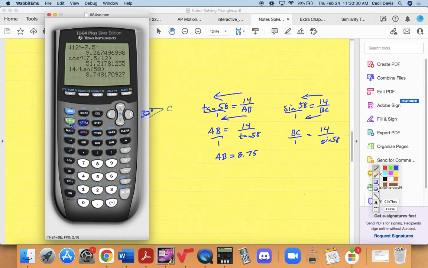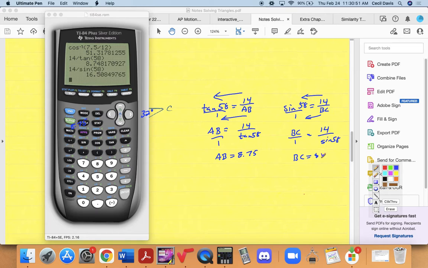On your calculator, if you want to be exceptionally lazy, you can do second, enter, backspace over a little bit, change the tangent to sine. So we get that BC is approximately 16.51. Okay, many questions about that?